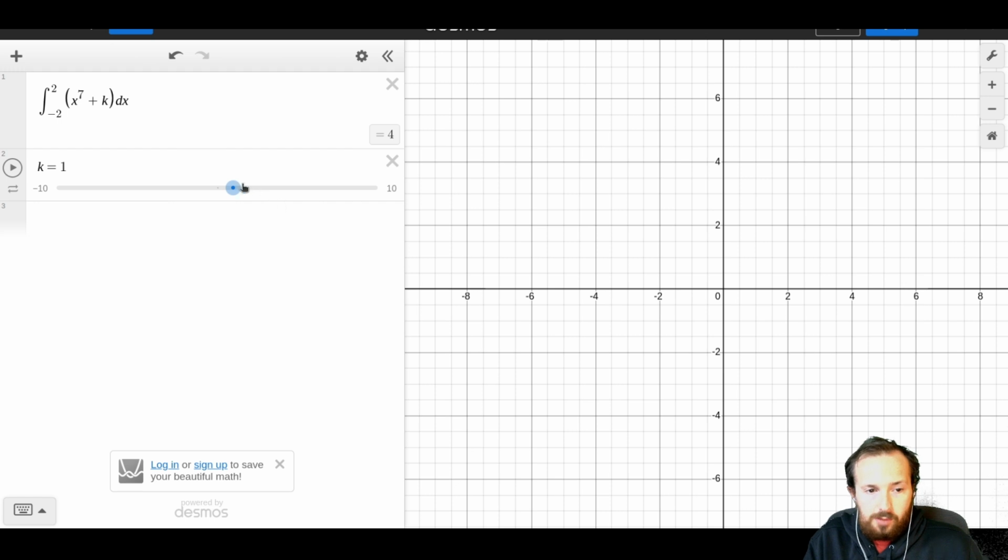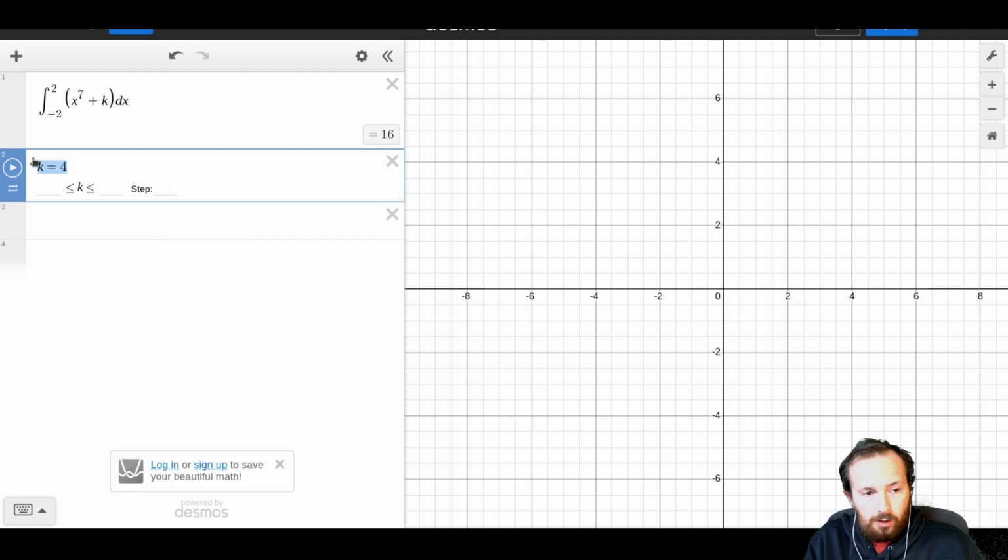So with Desmos, I can basically simulate this with a slider. If k is 1, I get apparently 4 as the output. If I make k less, that goes further away. Remember, I'm trying to get to 16, so if I make k less, I'm getting further away from that. But if I make k more, I'm getting closer, closer, closer, really close. And apparently I overshot a little bit. Apparently k equals 4 causes it to work.